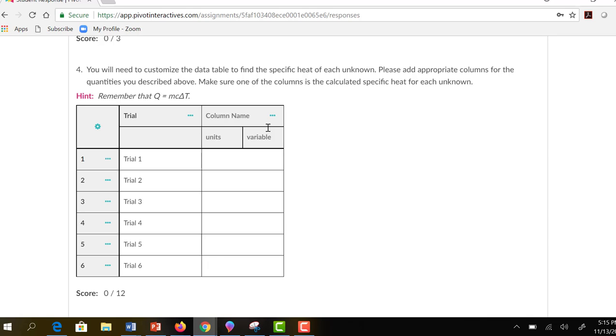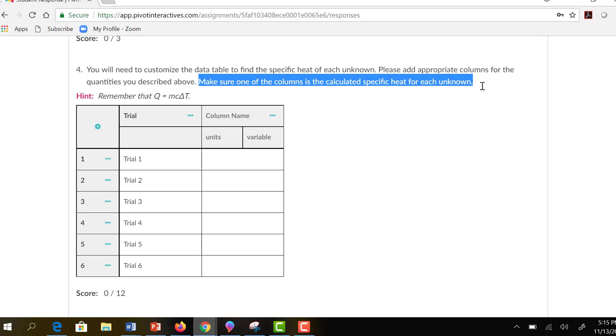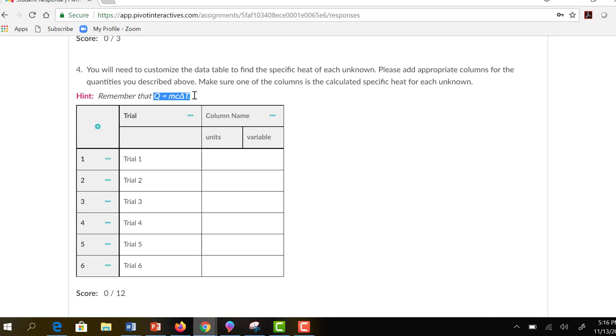You'll have to have something with mass, right, and some other quantities that you're going to be measuring. Make sure, though, that you have a column somewhere here that is the calculated specific heat for each unknown. That's what we'll be looking at. Okay, so make a nice data table. Make sure you put the units and things like that in. Now, you have some experience with these tables. You could actually use the table to do your calculations if you remember that from previous experiments. Okay, hint, Q is equal to MC delta T, and what you're trying to find is the C part.